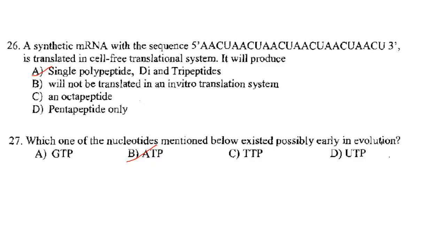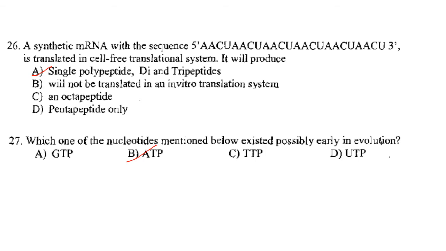Then next one. A synthetic mRNA with the sequence, they have given the sequence, is translated in a cell-free translation system. It will produce a single polypeptide. You see for the UAA sequences, then you will get a single polypeptide. Then it will produce di and tripeptides. If you see for UAA regions, then you can count and see that it will produce di and tripeptides also. So answer is option A.